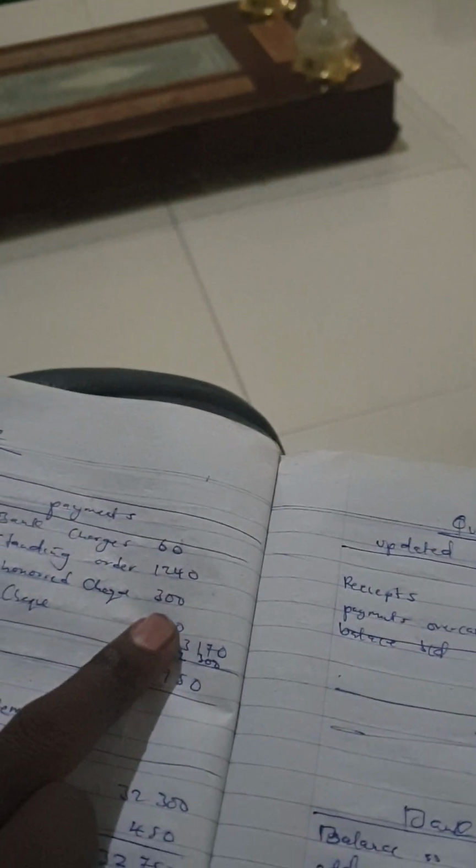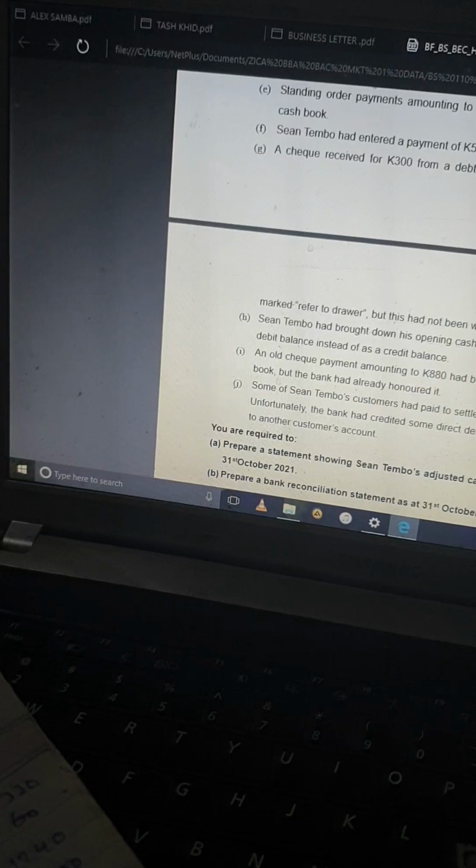Then next, a check received for 300 from a debtor had been returned by the bank, marked refer to drawer. That is a dishonored check. It was returned. It was dishonored. You know, a dishonored check is found on the credit side. That is it, 300. Then an odd check payment of 880 had been written back in the cash book, but the bank had already honored it. So since it was already honored, we're going to write it on the credit side.